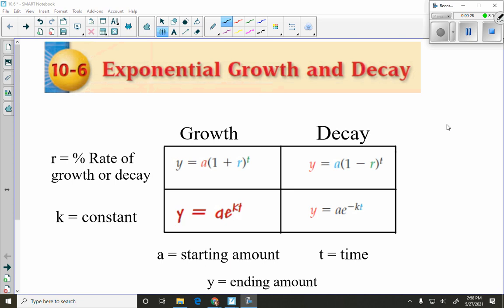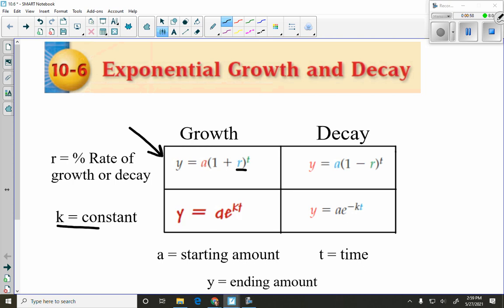Now, there's two different types. There's one where you have an R, a percent rate of your growth or decay, or you're going to have a K constant for growth or decay. So if they're giving you a percentage, a percent growth rate or a percent decay rate, you are going to use these top two formulas.